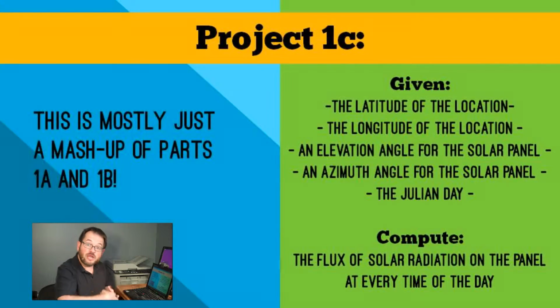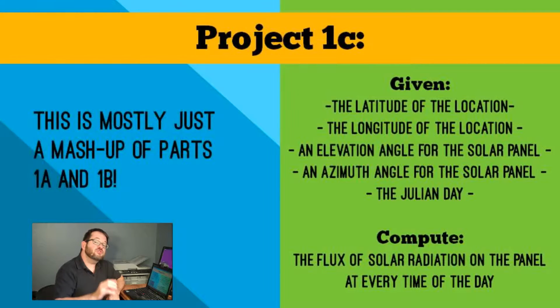Take the code that you got from part 1A and the code you got from part 1B and put them together. It's not quite that clean, but you're not going to be writing very much code from scratch in part 1C. Basically, I'm going to give you the latitude and longitude of a station, or a city whose latitude and longitude you can look up. I'm giving you the elevation angle and the azimuth angle of a panel, and the Julian day, we'll say 180.